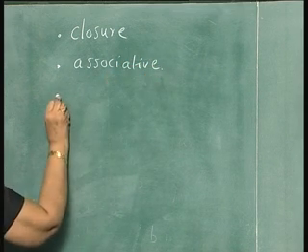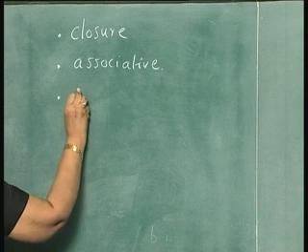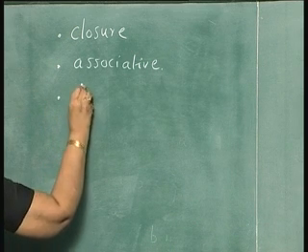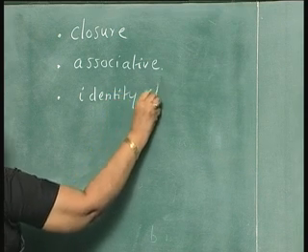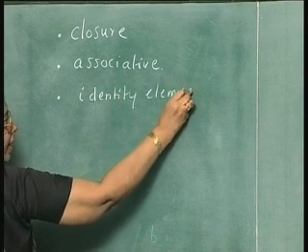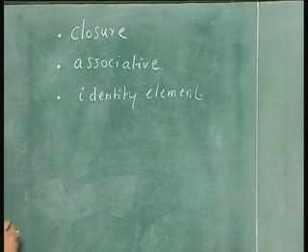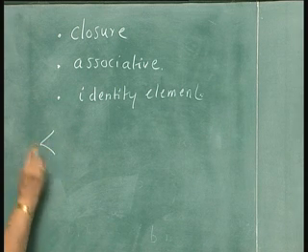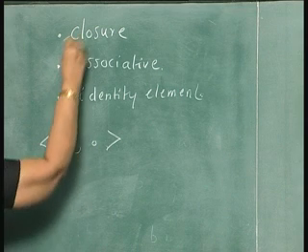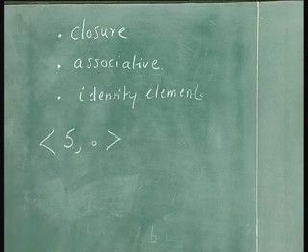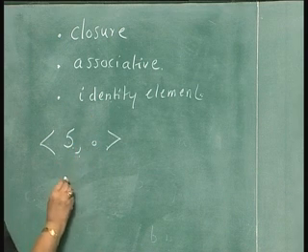Associative property. Then third is existence of an identity element. If you also have an identity element, then it is called a monoid. So, if you take a semigroup, say S dot, it has got the closure property, it has got associative property. Apart from that, if it also has an identity element, then it is called a monoid.